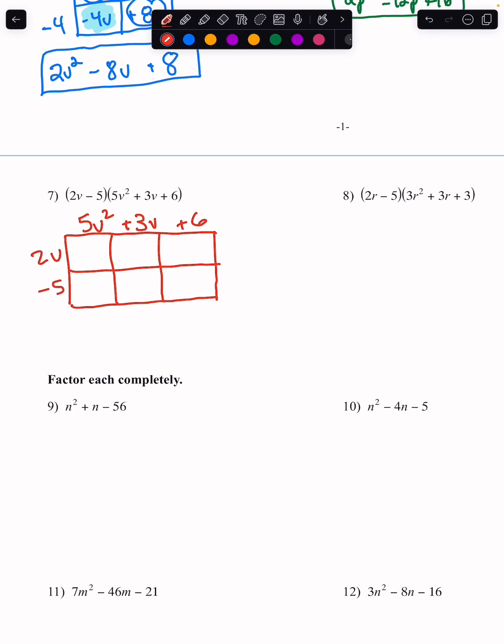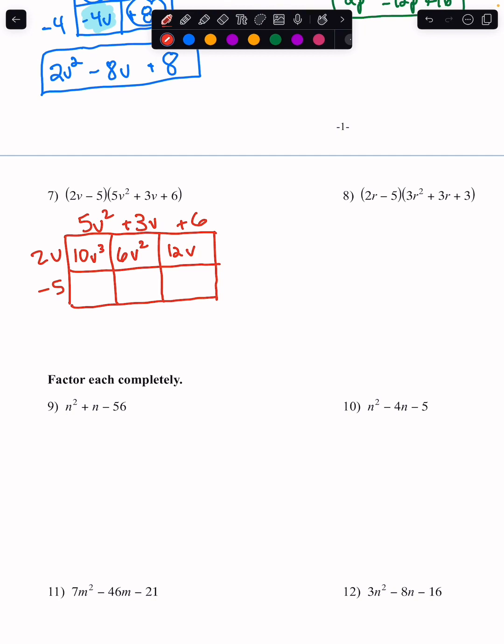Okay? So the top left box, 2 times 5 is 10. V times v squared is v cubed. Remember, since there's 2 v's at the top and 1 v to the left, that's a total of 3 of them. And then 2 times 3 is 6. V times v is v squared. And then we got 2 times 6 is 12. And that other v is coming for the ride.